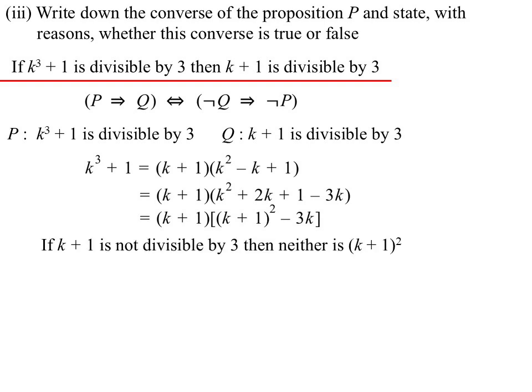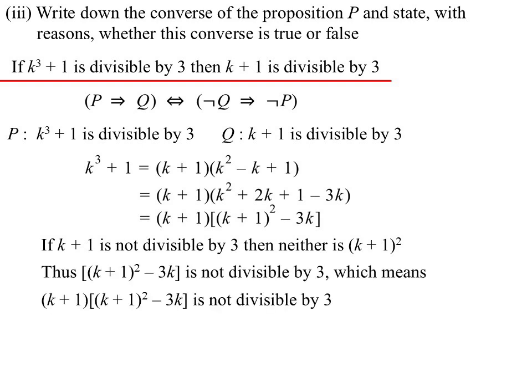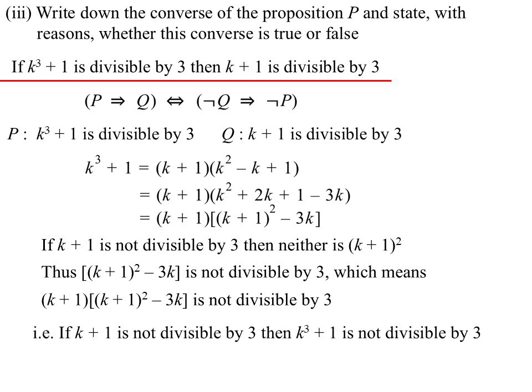So if k plus 1 is not divisible by 3, then neither is (k plus 1) squared. That's reasonable, right? So we're saying (k plus 1) squared is not divisible by 3. Thus, (k plus 1) squared minus 3k is not divisible by 3. Why? Well, we just said (k plus 1) squared is not divisible by 3, but 3k is divisible by 3, so there's no way we could pull out a common factor of 3 there. That therefore means the whole thing is not divisible by 3. So if k plus 1 is not divisible by 3, then k cubed plus 1 is not divisible by 3.